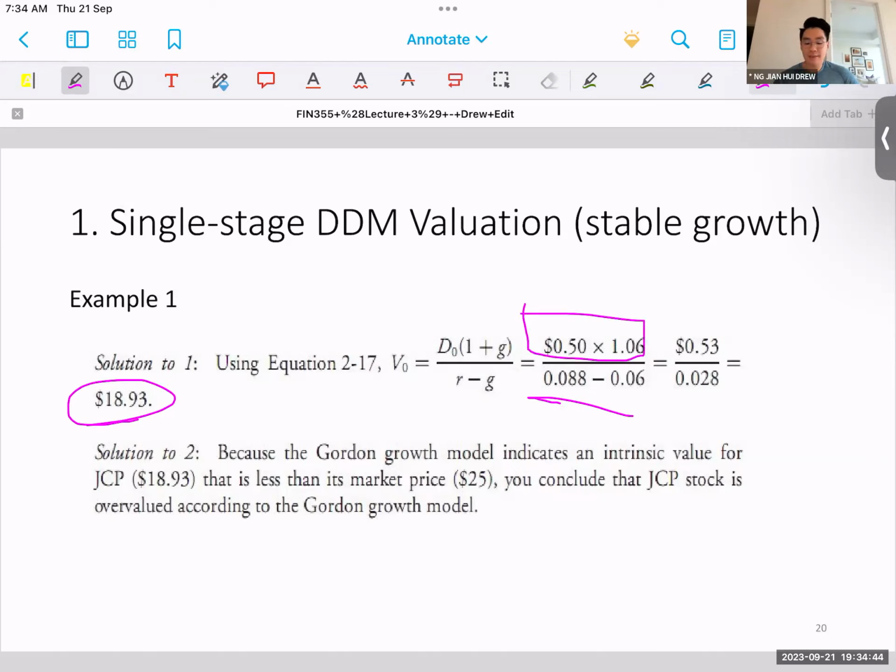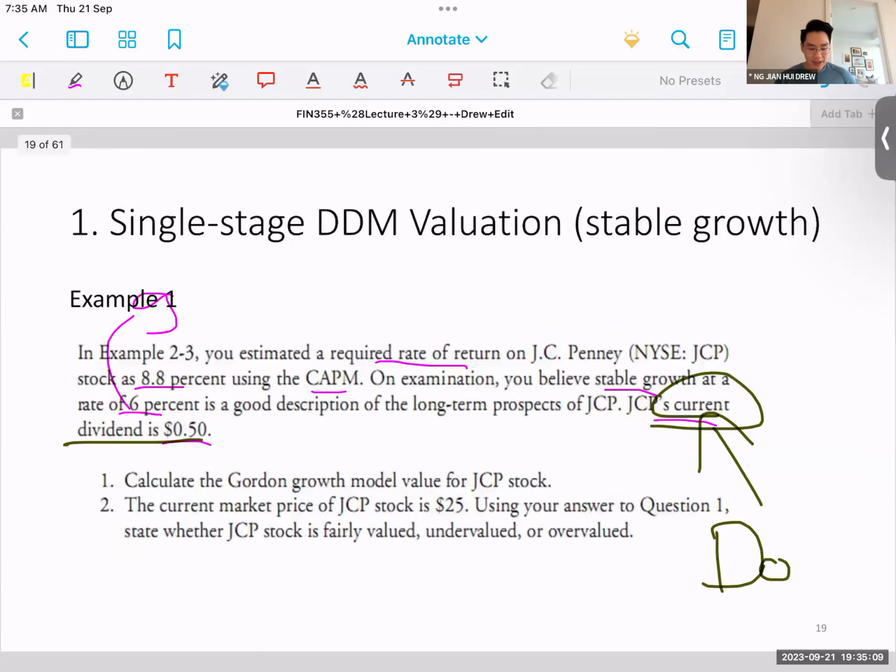Why do we multiply by 1 plus g? Because the main word is current, right? If they say next year's dividend, then there is a D1. All right? Okay, that's good. Perfect. So we have now calculated a very simple valuation of the stock, and it's $18.93 here.